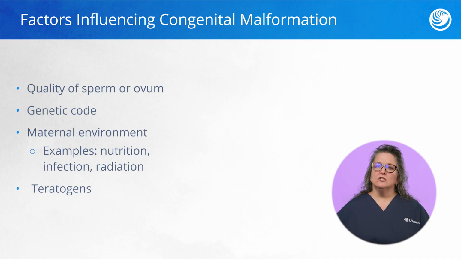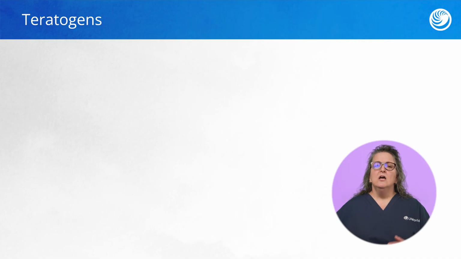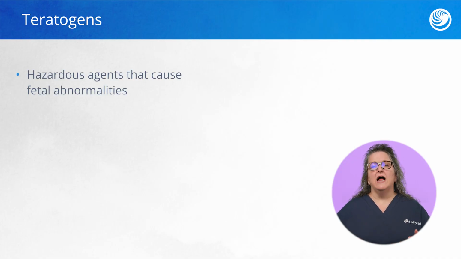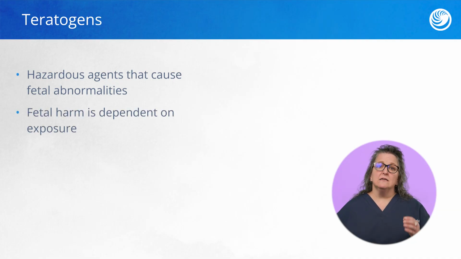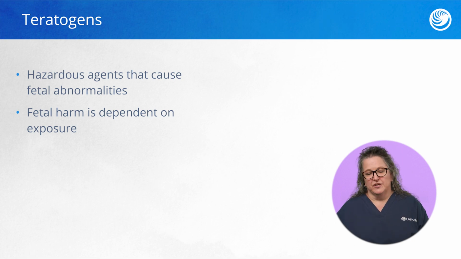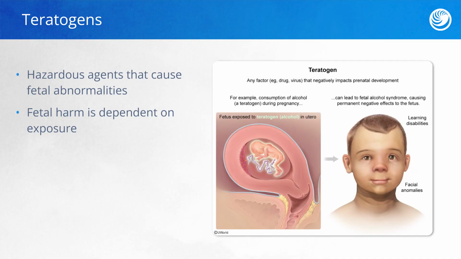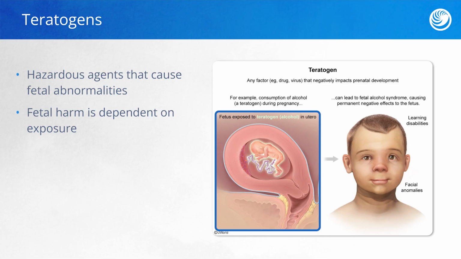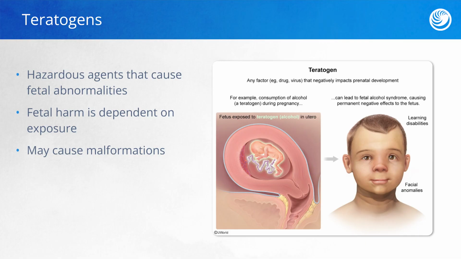And teratogens. Let's look at these more closely. Teratogens are hazardous agents that cause fetal abnormalities. Fetal harm is dependent upon exposure. When was the fetus exposed? We've discussed that during the embryonic stage, the organs are developing and are most sensitive to the damaging effects of teratogens. Harm is also dependent upon what teratogen the fetus was exposed to, and what was the dose and duration of that exposure. You can see an example in the image of a fetus exposed to alcohol while in utero, resulting in learning disabilities and facial anomalies. Teratogens may cause malformations of the heart, limbs, eyes, and other organ systems.